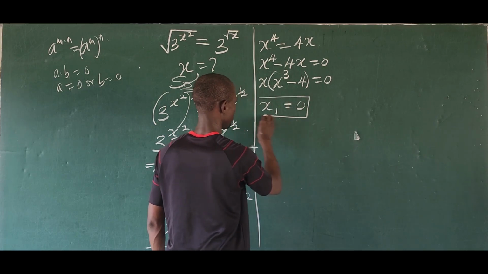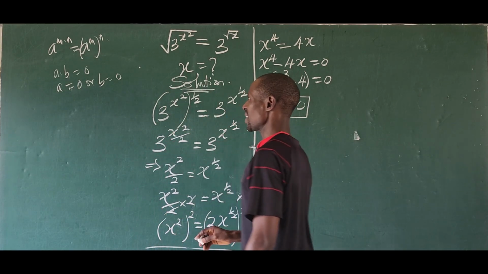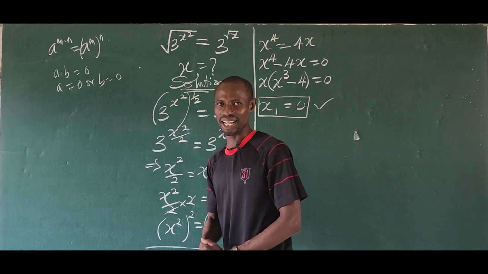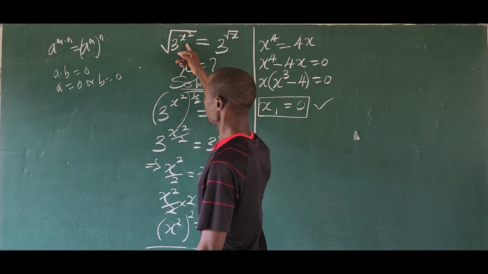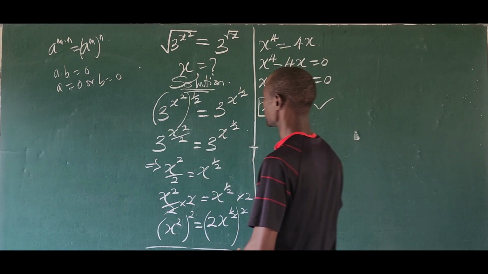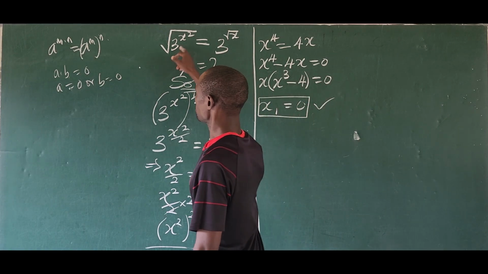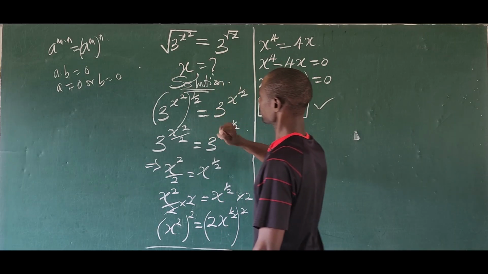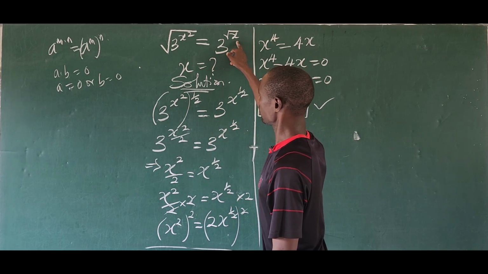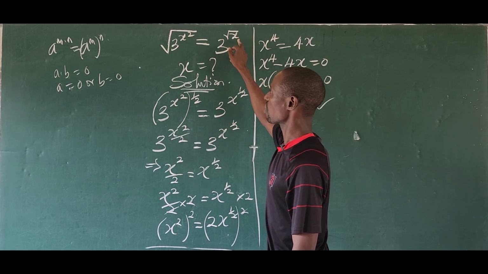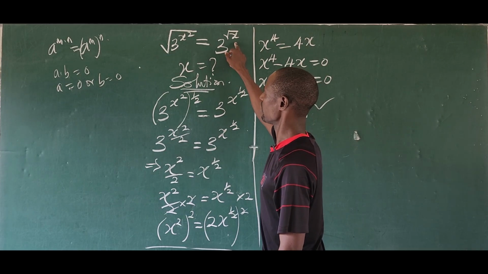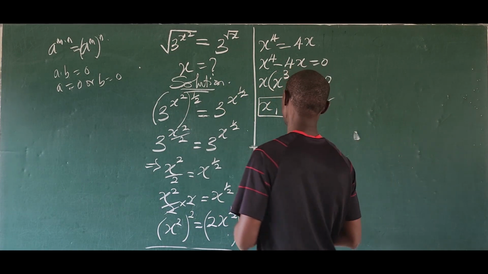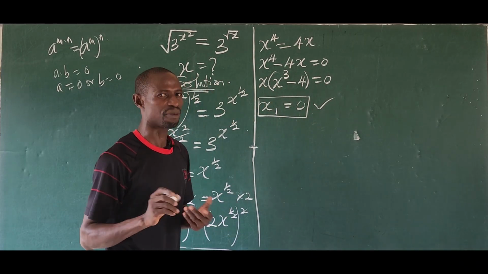So this is the first root, or the first answer to this challenge. But let's check if this will satisfy the original equation. If I put in 0 here, 0 to the power of 2 will give us 0. So 3 to the power of 0 will give us 1, and the square root of 1 will give us 1. And if I put in 0 here also, the square root of 0 will give us 0. Then 3 to the power of 0 will give us 1. And so 0 is a root that satisfies the original equation.